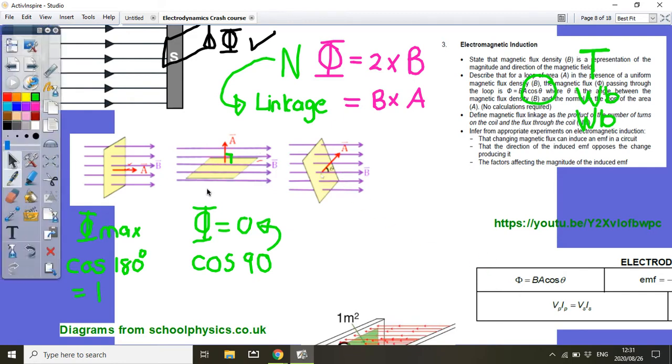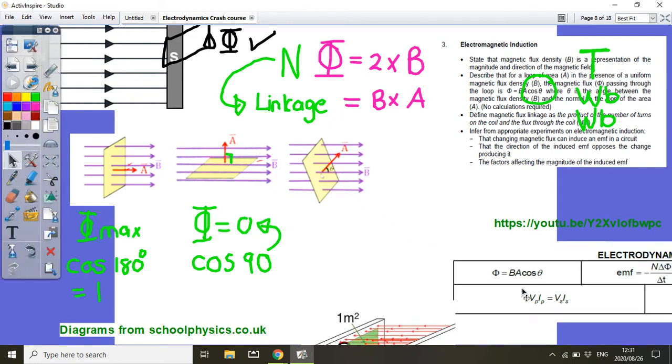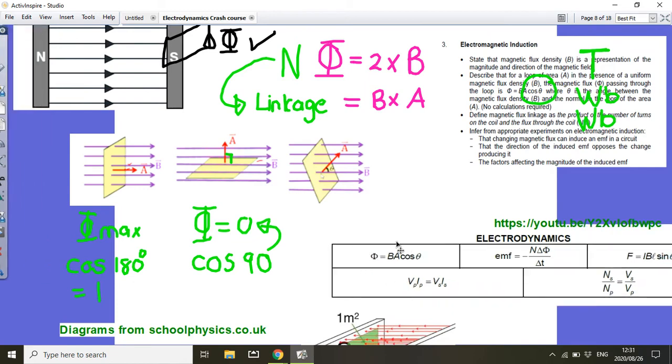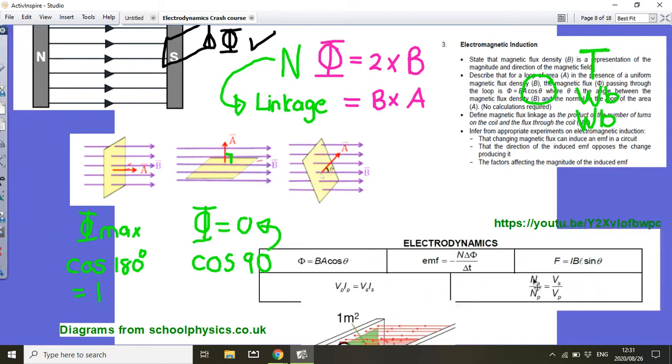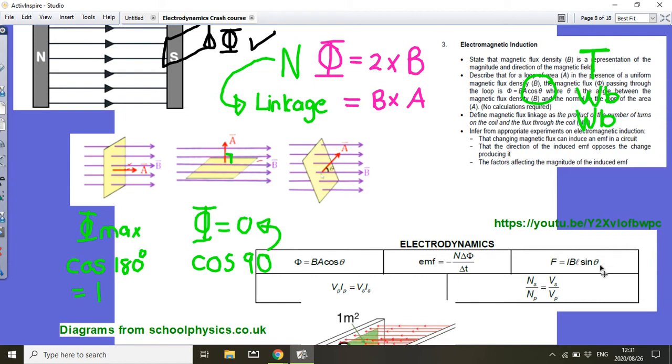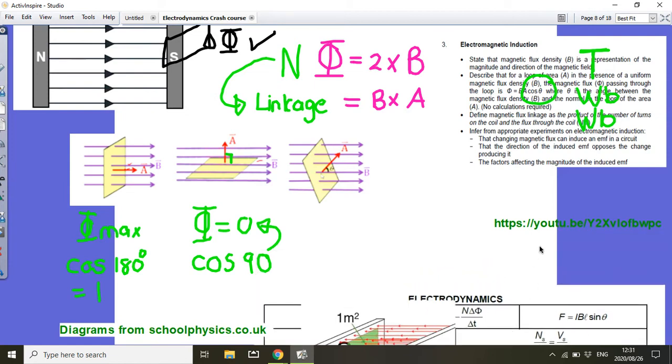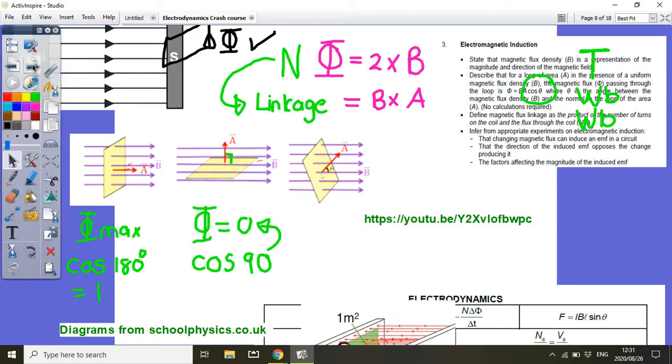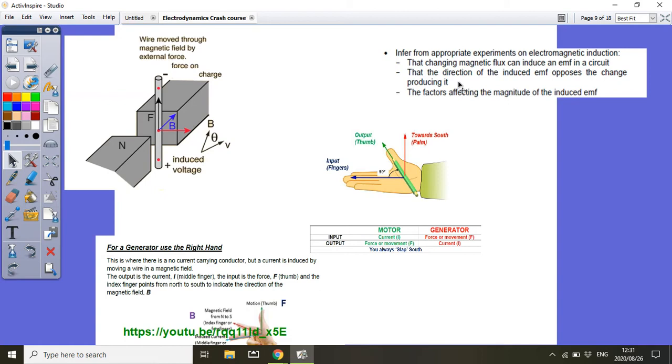These equations are given to you on your information sheet, the BA cos theta, and F is BIL sine theta that we did earlier. They're all there. And if you want to look at this YouTube video, it also explains this quite nicely. But now we need to move on. We need to see, when is there a change in magnetic flux?